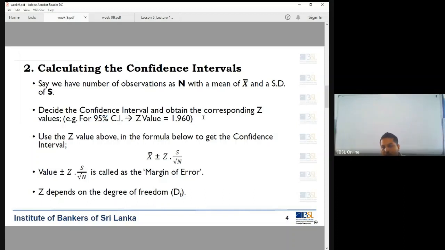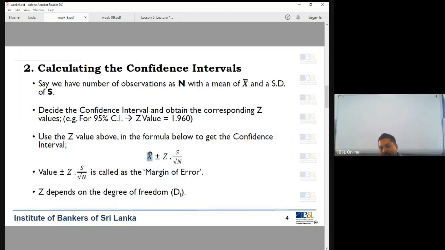Now we have to take the corresponding Z value for the confidence interval that we are going to calculate. For example, for a 95% confidence interval, the Z value in focus will be 1.96. Don't worry, in the next couple of slides we will discuss how this value comes about. For the moment, let's say you have taken the Z value as 1.96. Now, this is the equation you can use to express the confidence interval in the final statement. Use that Z value in the formula below to get the confidence interval.